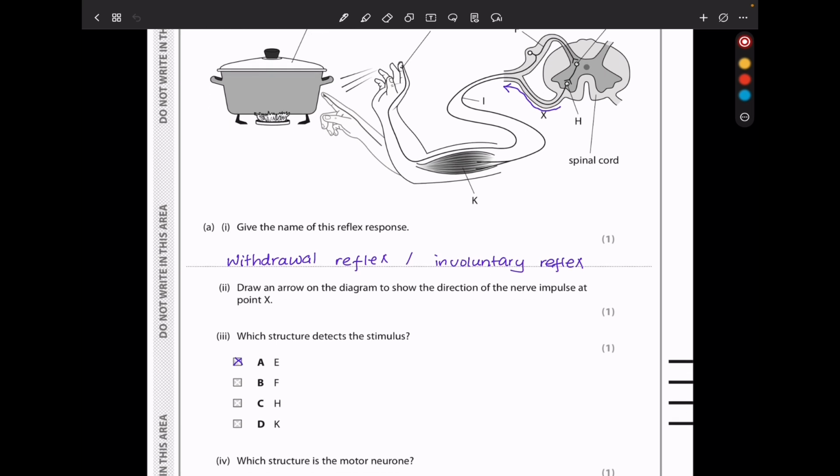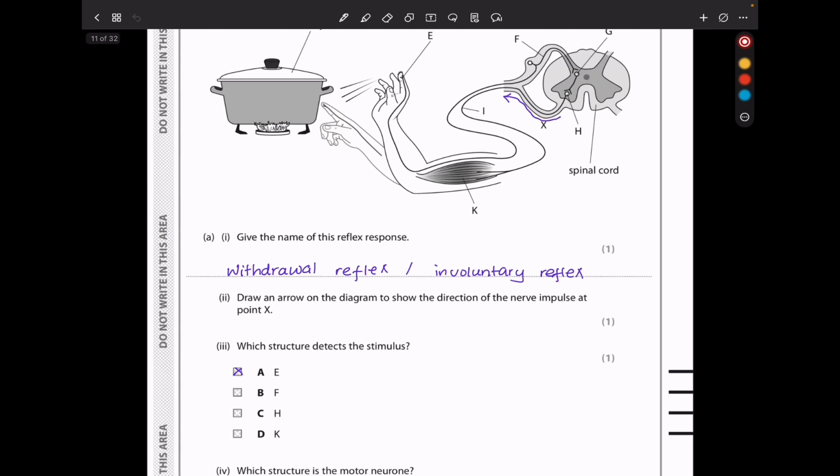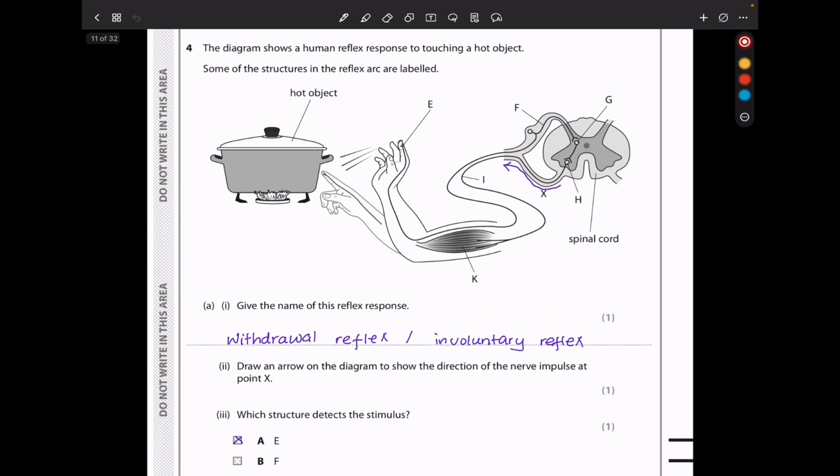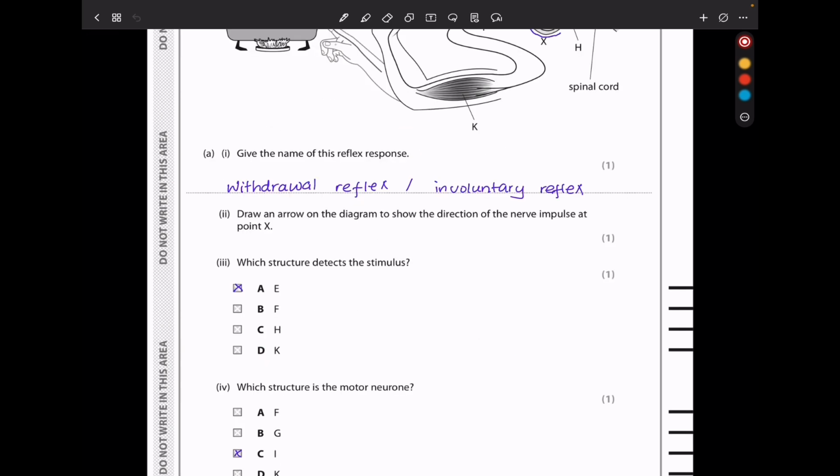And they say draw an arrow on the diagram to show the direction of the nerve impulse at point X. Point X is at the motor neuron, so the nerve impulse is coming towards the muscle, so my arrow was in this direction. The next part says which structure detects the stimulus. The stimulus is going to be detected by the receptor. In this case, it's going to be in structure E. This is where the receptor cells are going to be. So my answer was A.